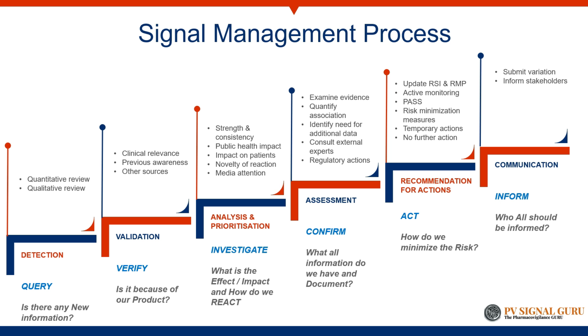So the overall key takeaways of the signal management process is that it is a structured, step-by-step process designed to safeguard patient safety. Each step from detection to action and communication builds on the previous one, ensuring a thorough evaluation of risks. And it also tells us that collaboration and communications are critical to the success of signal management, ensuring all stakeholders are informed and are aligned.